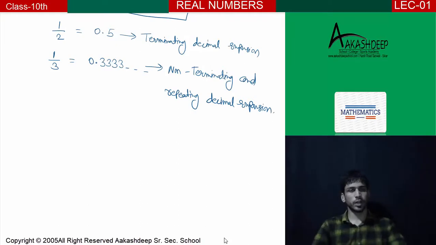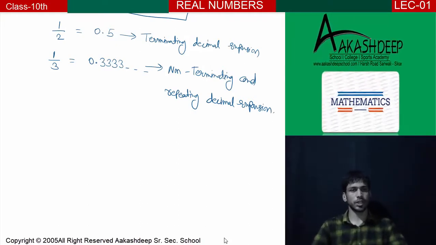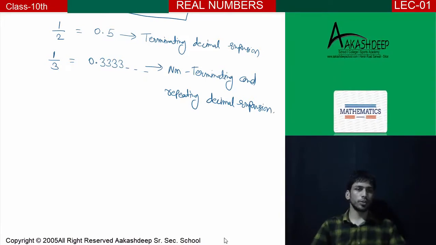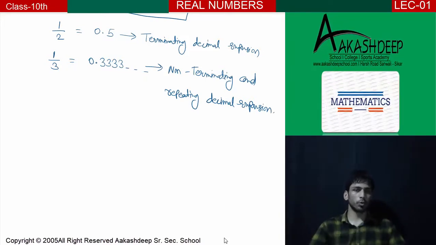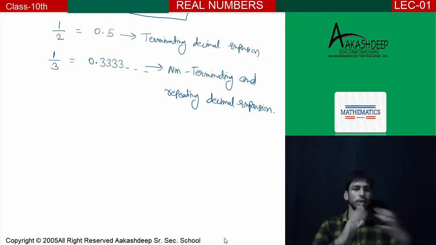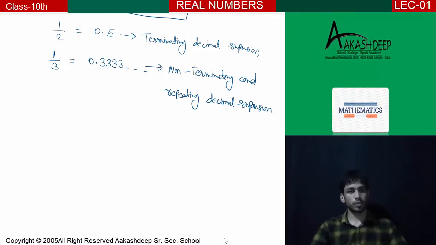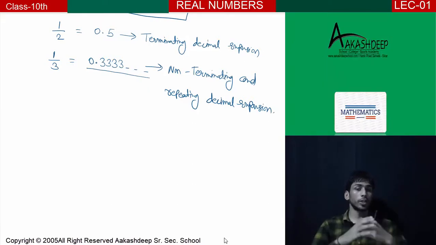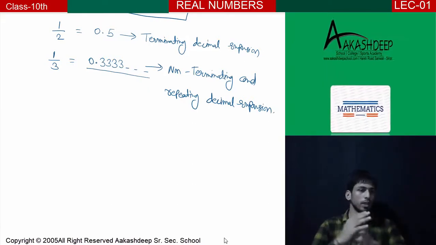Here we can say if I divide 1 by 2, after some steps I will get remainder as 0. But if you divide 1 by 3, you will keep on getting quotients and the remainder will never be 0. So such a type of decimal expansion is defined as the non-terminating and repeating decimal expansion.